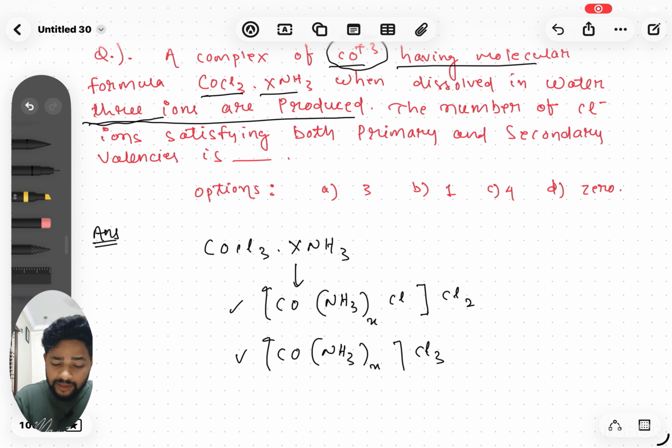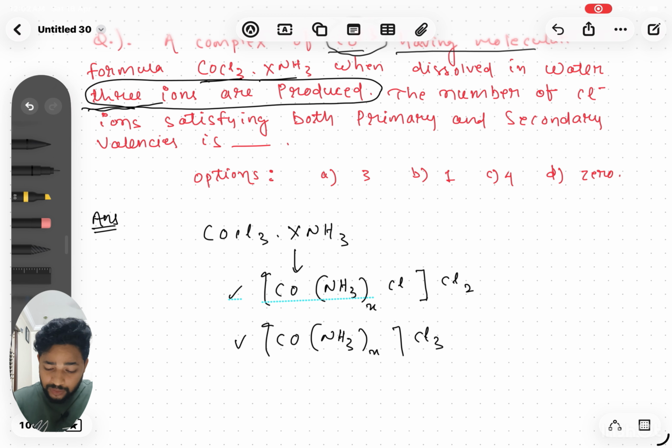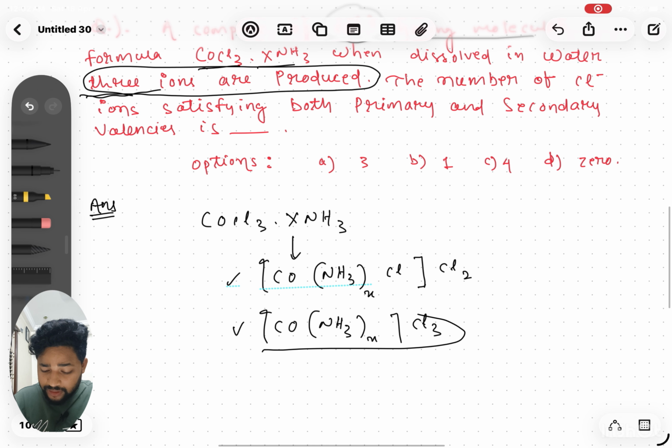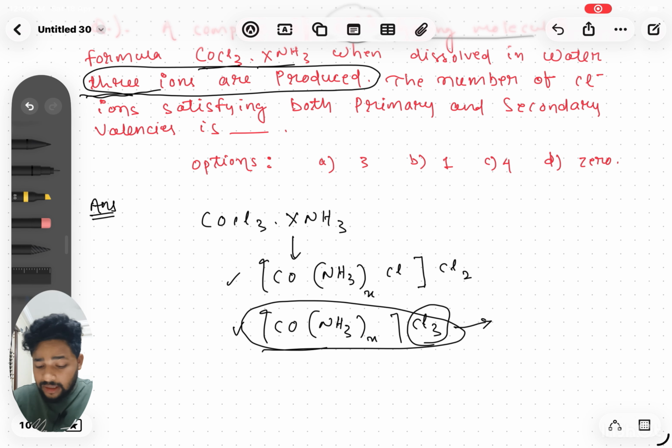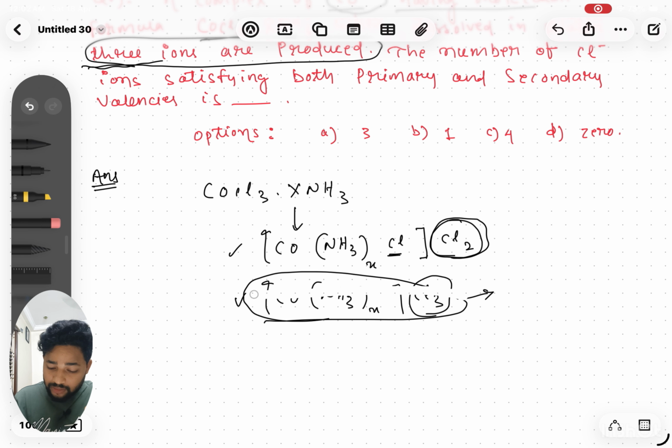But here there is very important information: we have to form the coordination compound in such a way that 3 ions should be produced. That means if you dissolve the previous coordination complex, it will produce 4 ions, 3 chloride ions and 1 complex ion. But if you put 2 chlorine outside and 1 chlorine inside, then the total will be 3 ions, 2 from the counter chloride ions and 1 complex ion. So this is your final complex.